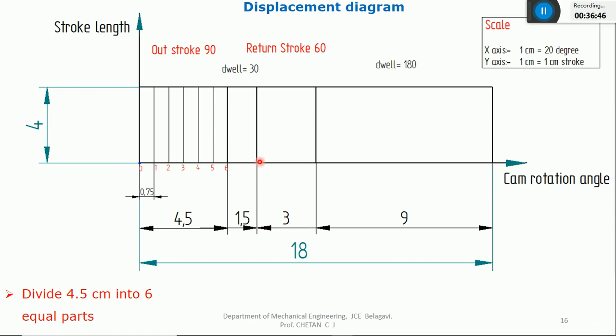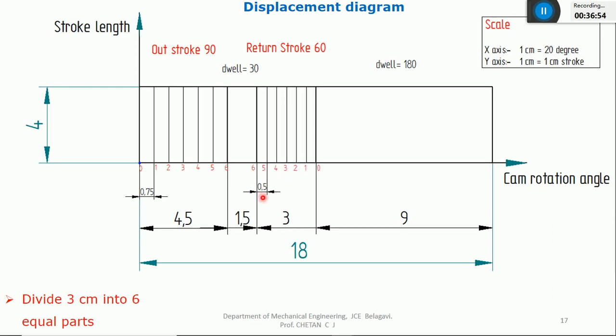The return stroke is nothing but 3 centimeter. 3 by 6, how much? 0.5. Correct. So 0.5, 0.5, 0.5, I'll get 6 equal parts. Since the follower is coming down, I'll give the naming in reverse order: 6, 5, 4, 3, 2, 1, 0. And for the next dwell angle, I'll not worry about this because the follower is under rest. There is no movement of the follower.